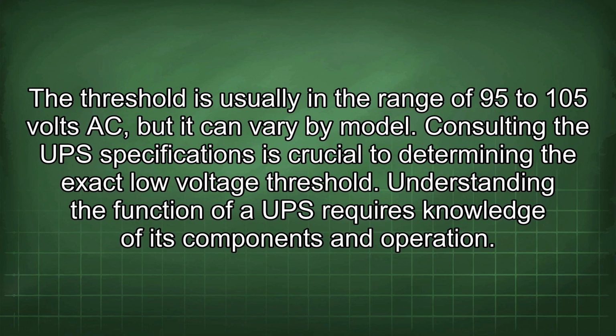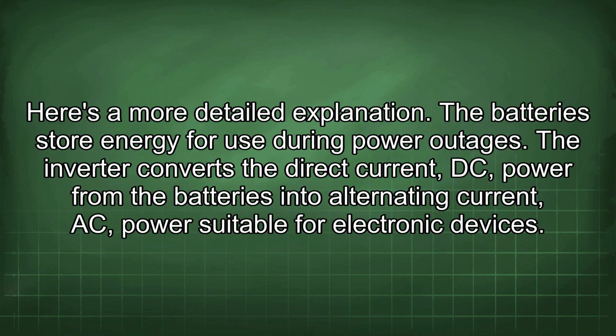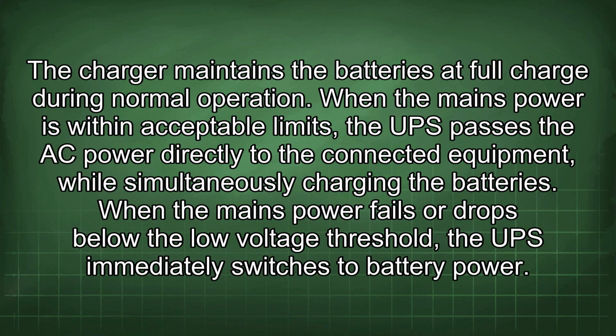Understanding the function of a UPS requires knowledge of its components and operation. Here is a more detailed explanation. The batteries store energy for use during power outages. The inverter converts the direct current (DC) power from the batteries into alternating current (AC) power suitable for electronic devices. The charger maintains the batteries at full charge during normal operation.